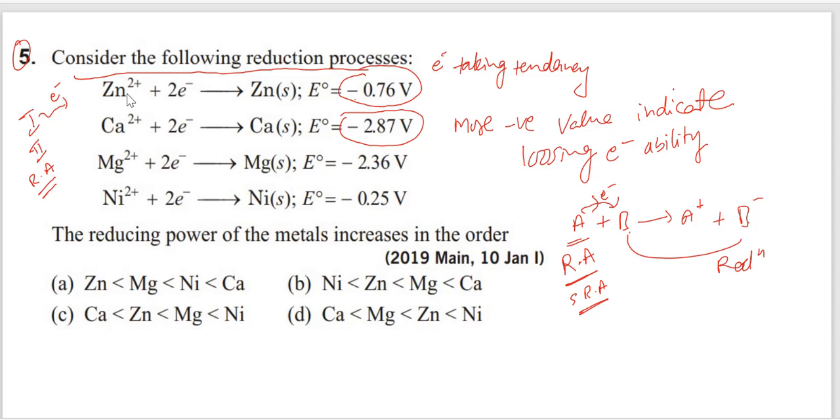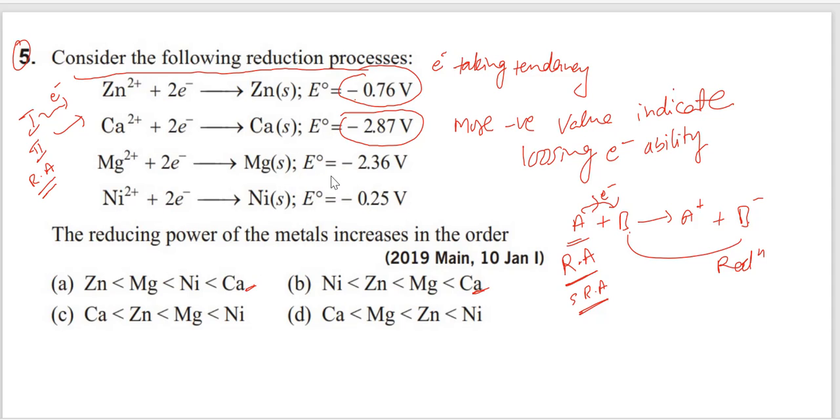Now we know according to the general concept also, calcium and magnesium, second group elements, are good reducing agents. Among these, -2.87, electron taking tendency this much lower, मतलब donating capacity ज़्यादा है. So calcium is electron donating easily. Calcium. So that is stronger reducing agent. So calcium दोनों में ज़्यादा है, ठीक है.